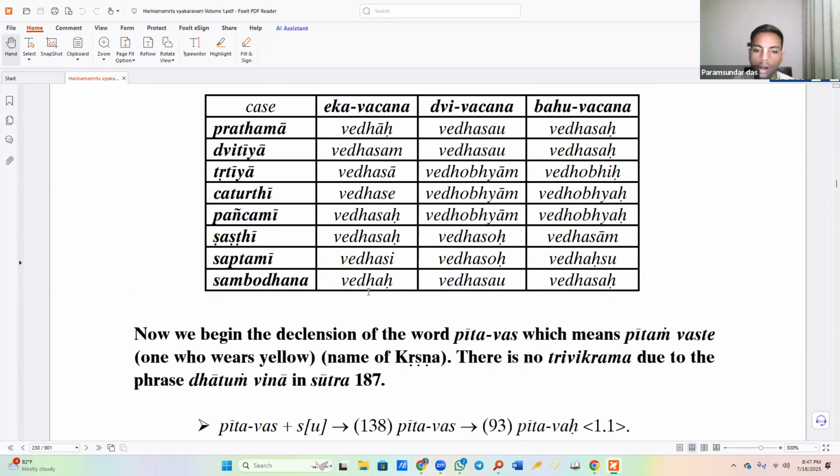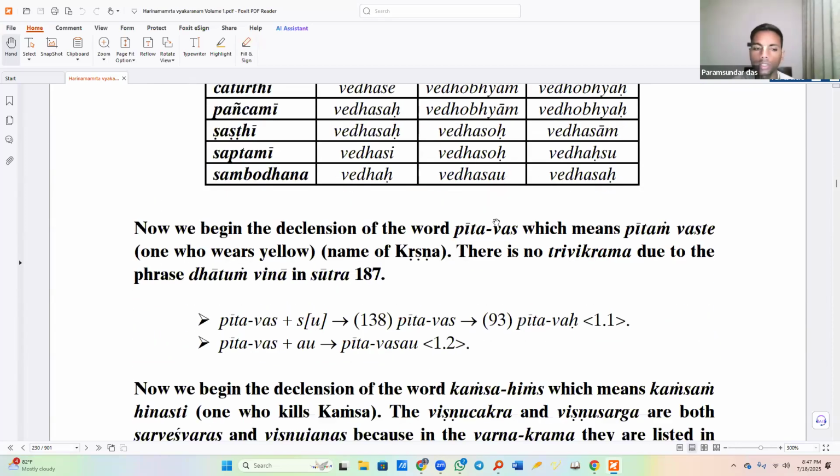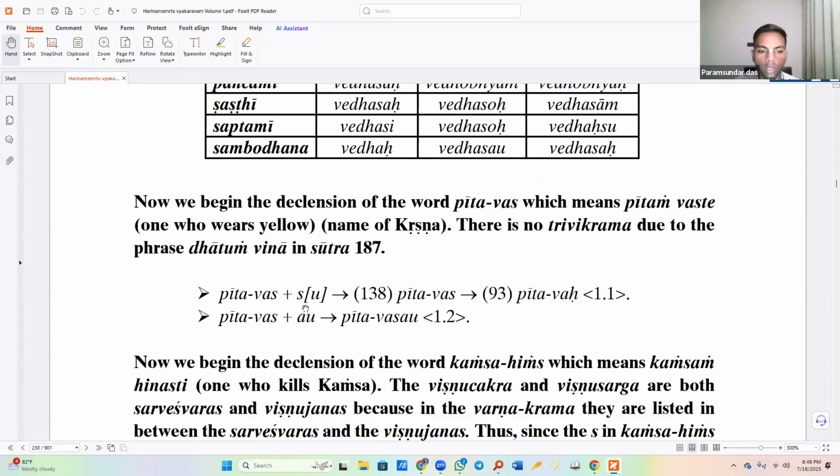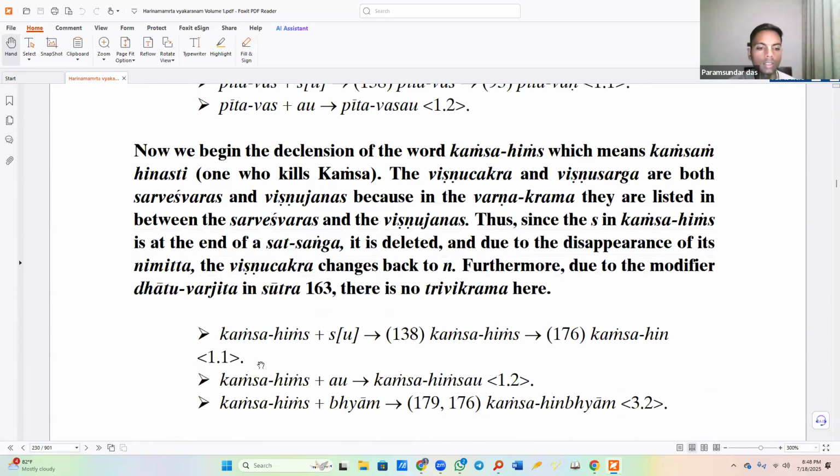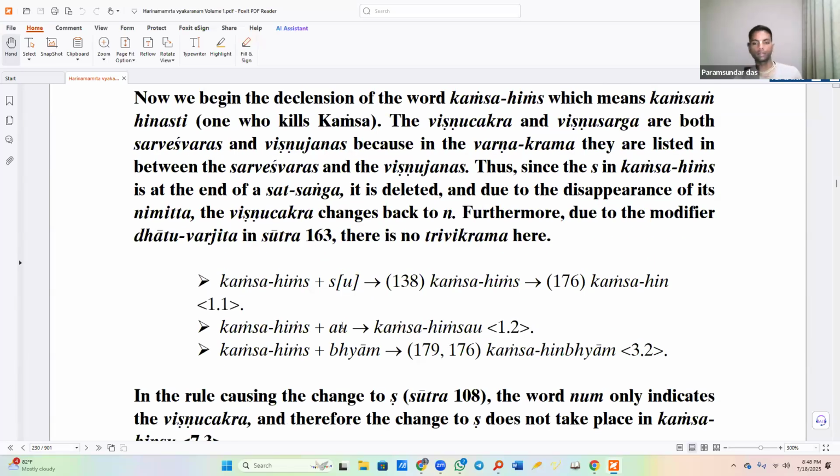Then the next is Pitavas, another name of Sri Krishna who wears yellow garments. So Pitavas plus Su is deleted. Yeah, that's all. Sararama Vishnu Sarga Vishnu Dante. Pitavaha. Vasau Vasaha Vasam Vasau Vasaha Vasa ityadi. Then the next word is Kansa hins, which means one who kills Kansa. So Kansa hins plus Su is deleted.